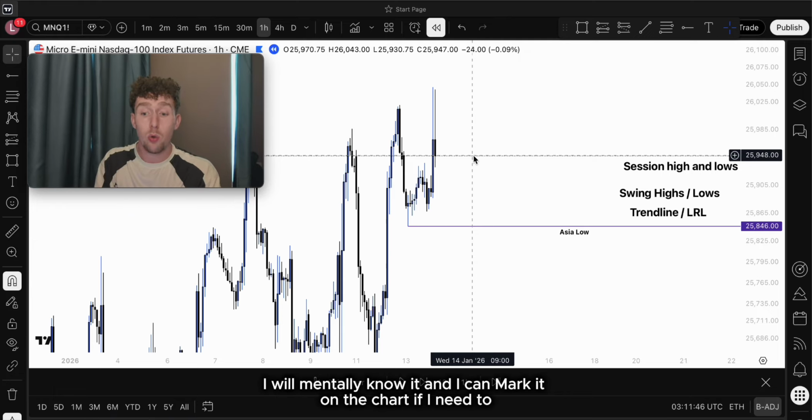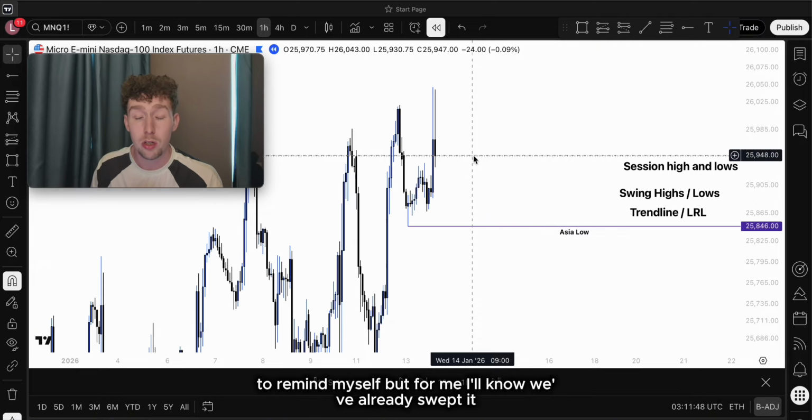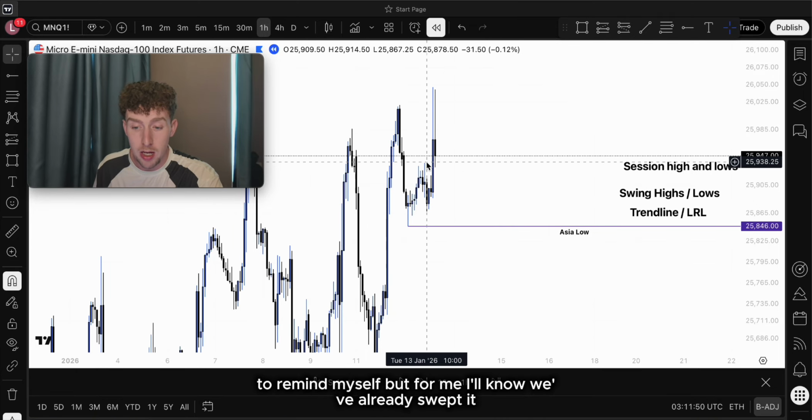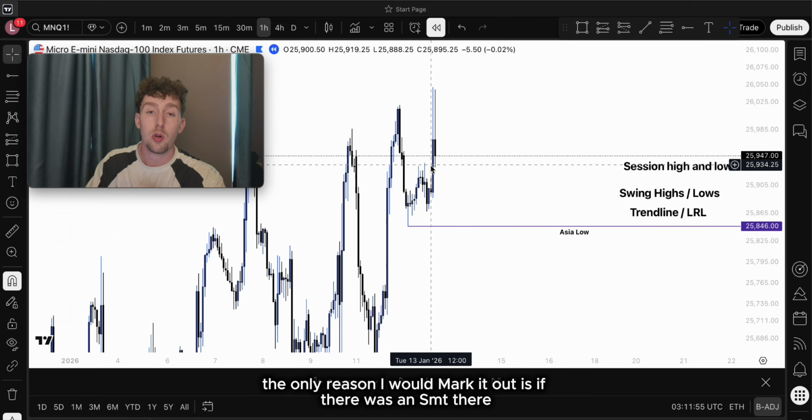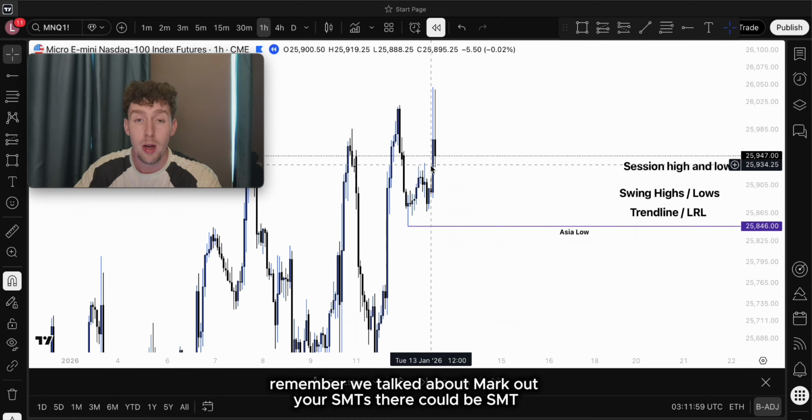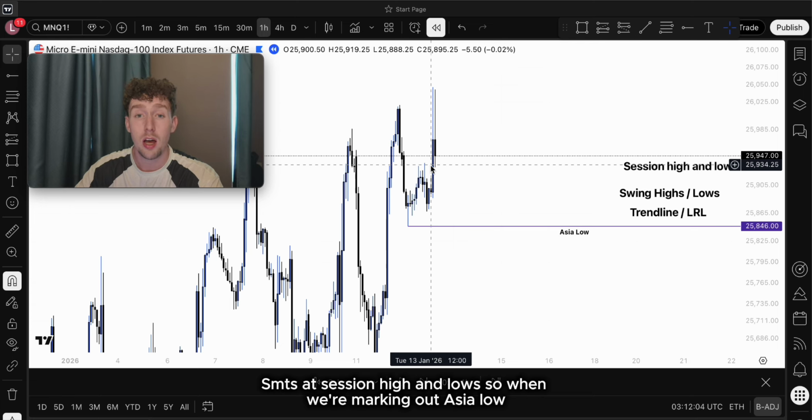I will mentally know it, and I can mark it out on the chart if I need to remind myself. But for me, I'll know we already swept it, so I don't need to mark that out. The only reason I would mark it out is if there was an SMT there. Remember, we talked about marking out your SMTs. There could be SMTs at session highs and lows.